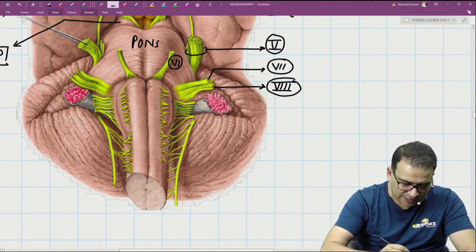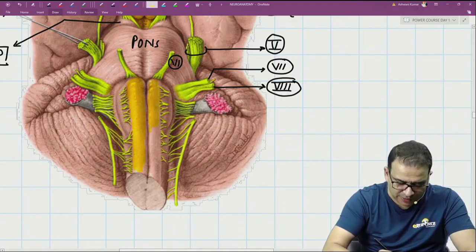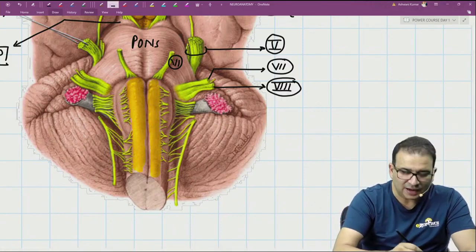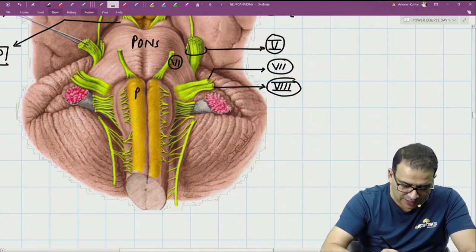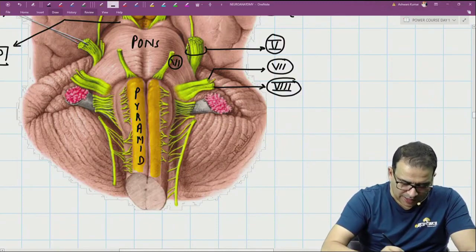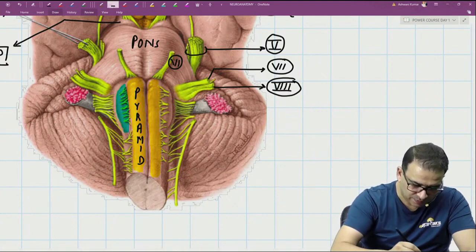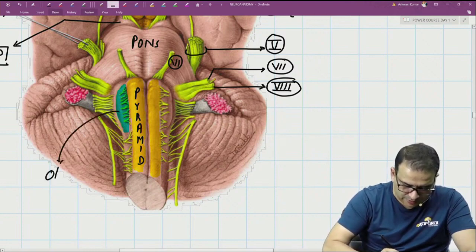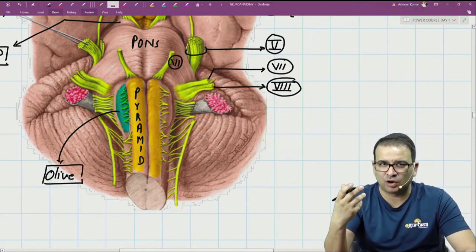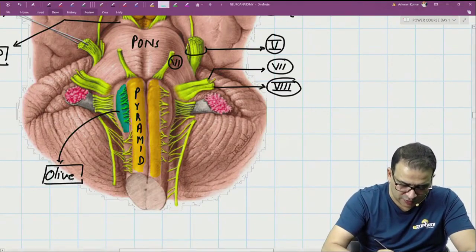Then when you look at the medulla oblongata, guys, in the medulla oblongata, this midline elevation here is called the pyramid. The pyramid is because of the pyramidal tract. Undecussated fibers go till the lower medulla oblongata and that forms the pyramid. And just lateral to the pyramid, there is another elevation which I am highlighting only on one side. This elevation lateral to the pyramid is called the olive. Olive is because of a nucleus called the inferior olivary nucleus, guys. So the inferior olivary nucleus forms this olive. Let me mark this side as well. This is the olive.